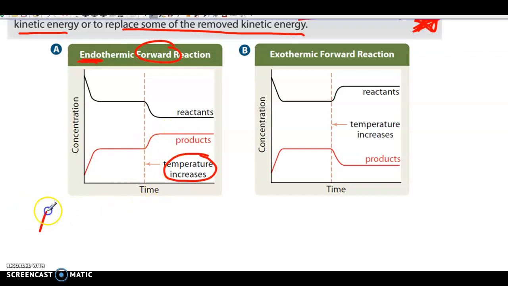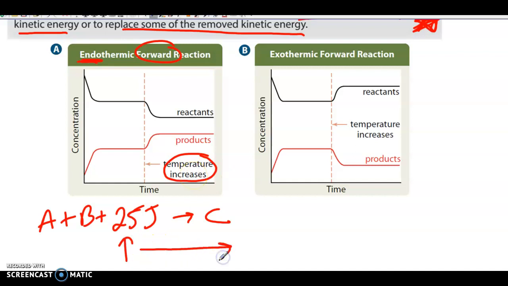So let's see if this makes sense. If we have endothermic, B plus, I don't know, 25 joules making C, and we increase the energy by adding more heat, it's going to shift forward to try and use that up. So you should have an increase in the products and a decrease in the reactants, which is exactly what it is here.